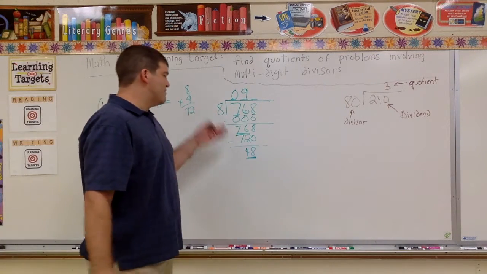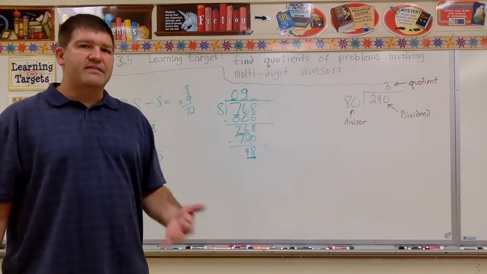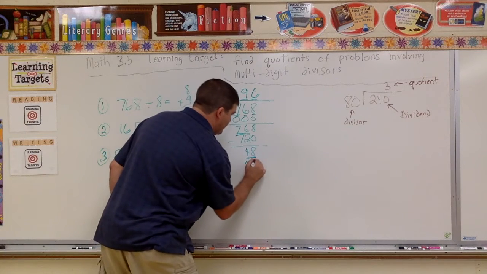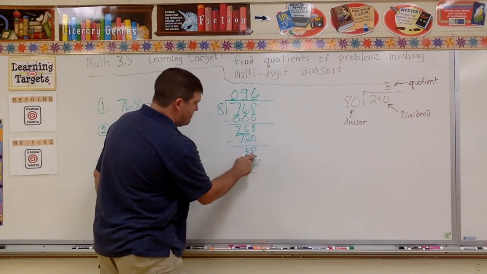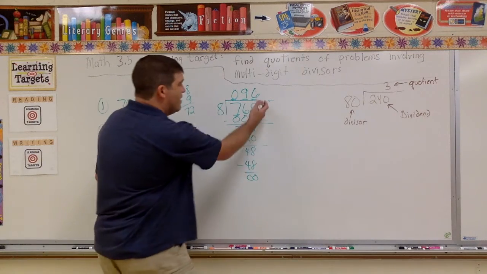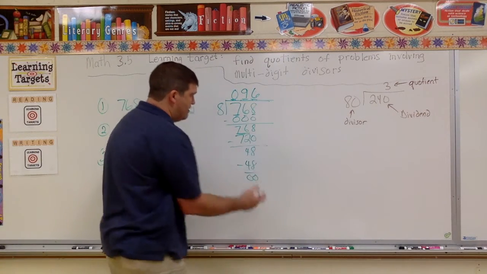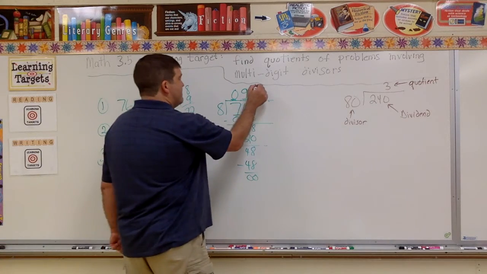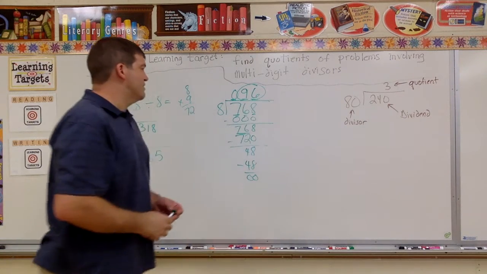So how many times does 8 go into 48? 6 times 8. I know that. I know my facts. 6 times 8 is 48. I subtract those out. 0, 0. I have no remainder, and I have no numbers here to bring down. So I am good to go. 96 is my quotient. Okay?